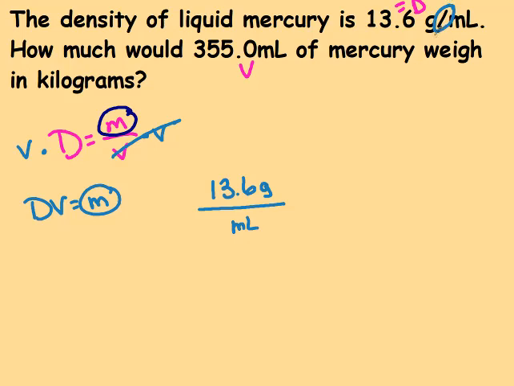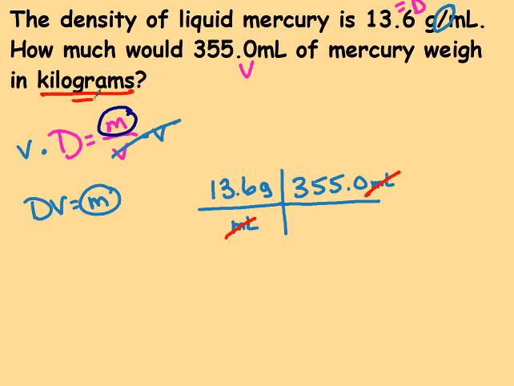Anytime you see this slash, that slash is going to be this line here. We never put slash milliliters. Next, I'm going to put my volume. My volume needs to go on top because they're next to each other. They should be being multiplied. So 355.0 milliliters. Now I can cancel my units. Milliliters cancel with milliliters, and I'm left with grams.